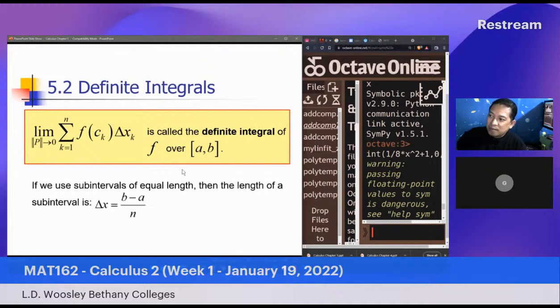So we use sub-intervals of an equal length. Then the length of sub-intervals, the change of x, is equal to b minus a all over n. So that's the formula of the change of x, depende doon sa number of n or sub-intervals mo. So ibig sabihin, kung yung upper limit minus lower limit, b minus a, yun yung lapad mo, hahatiin mo ngayon doon sa ilang sub-interval. And that would be the value of your change of x.